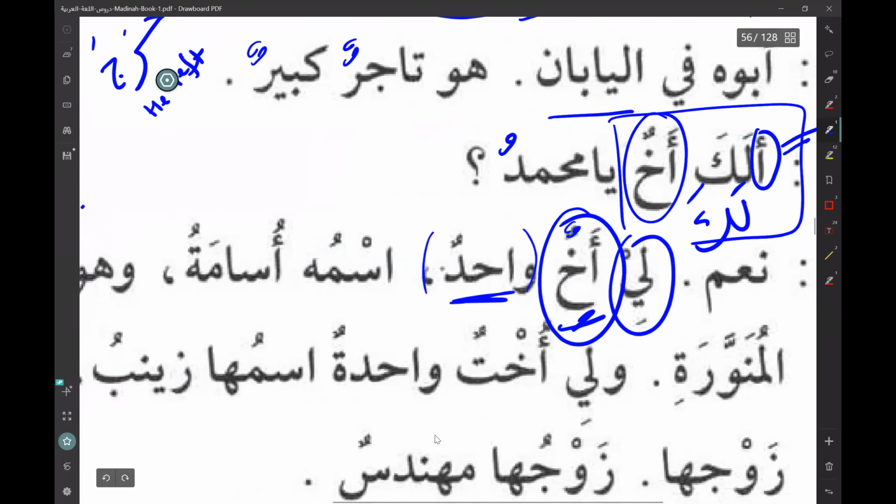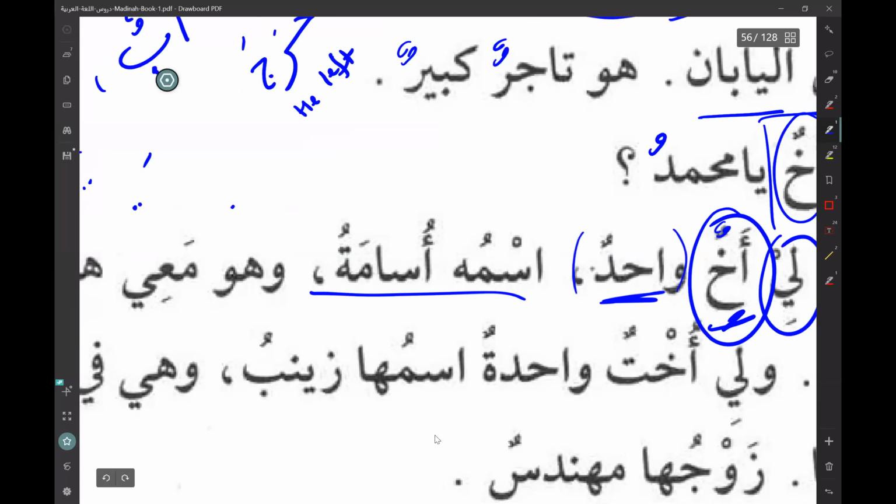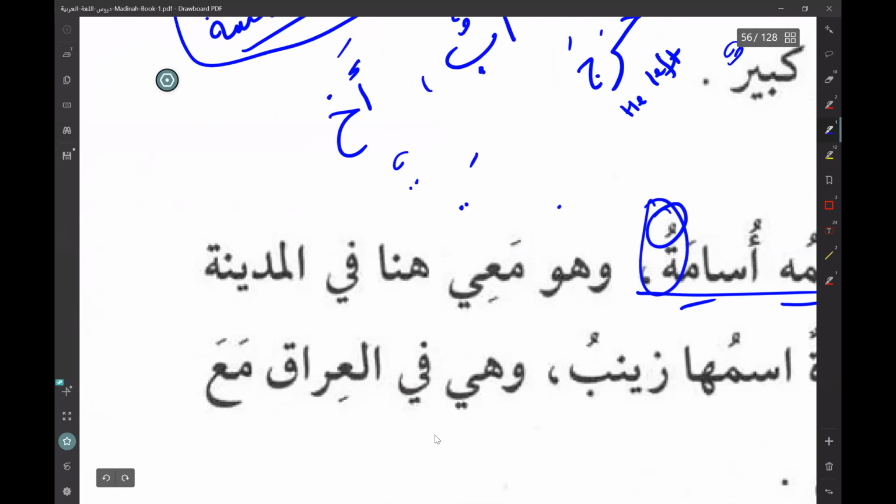So for some reason, he's saying he has only one. In English, it would be like, I only have one brother. So he's trying to show that emphasis, that he only has one brother. Ismuhu, his name is Usama. Same story. Okay, you have a proper name with ta marbuta, no tanwin. His name is Osama. He is with me, huna.